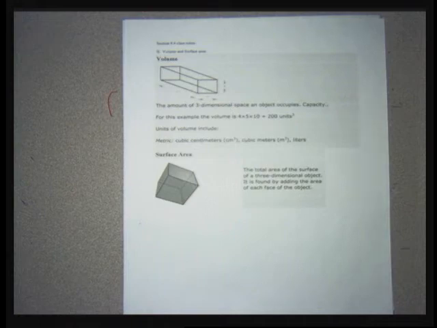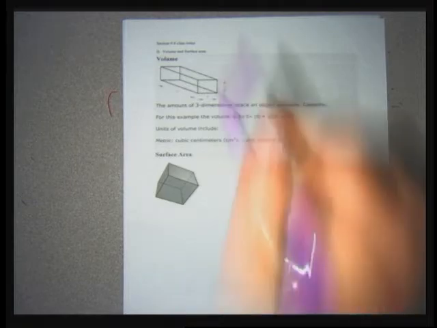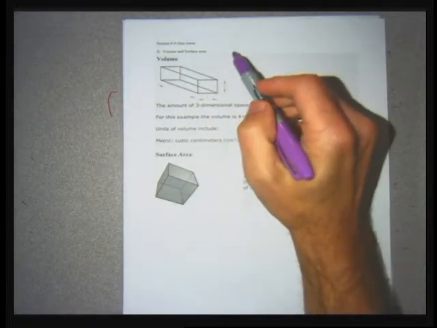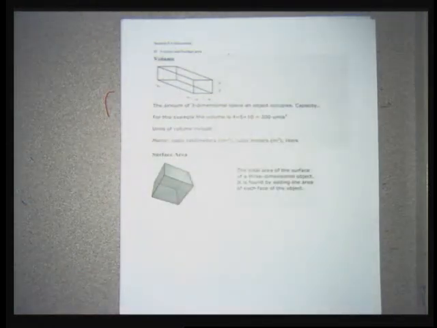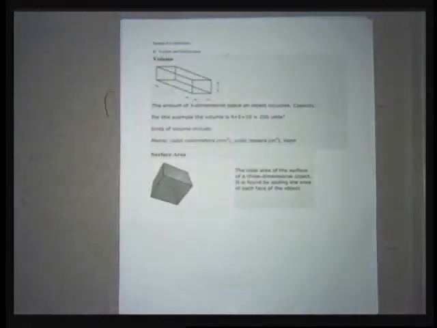On section 9.4, which is the last section before the second test. It's a section on volume and surface area, and I sense that these topics could be topics you've already covered in some previous classes. So the first thing I want to look at is volume, and this is just from the notes that I have online. Volume says it's the amount of three-dimensional space an object occupies, and it says capacity.